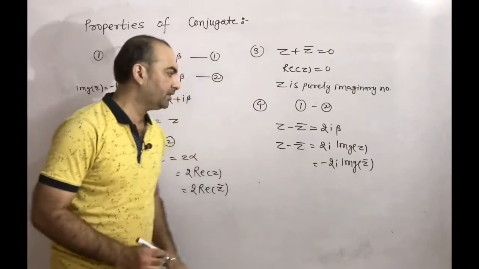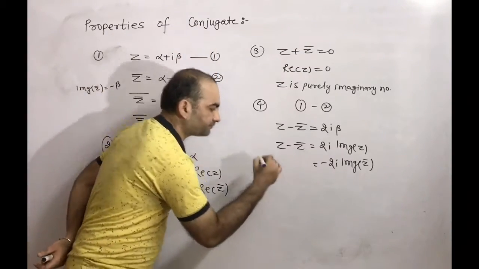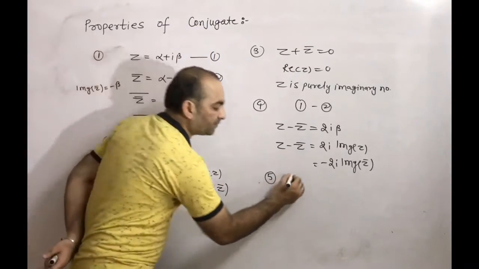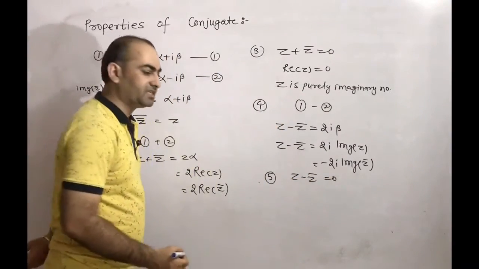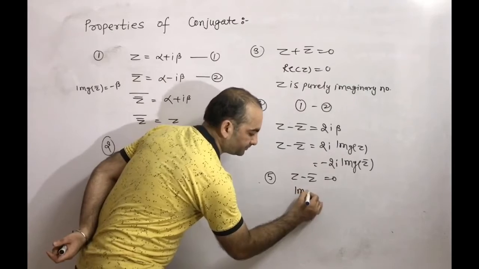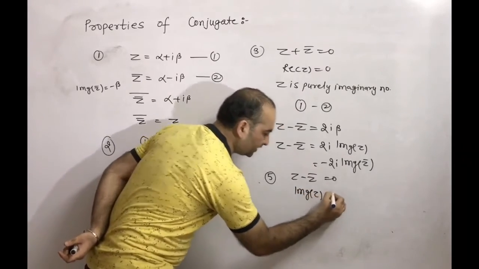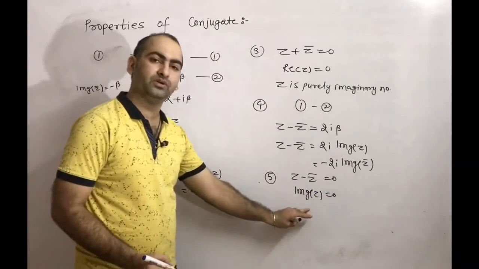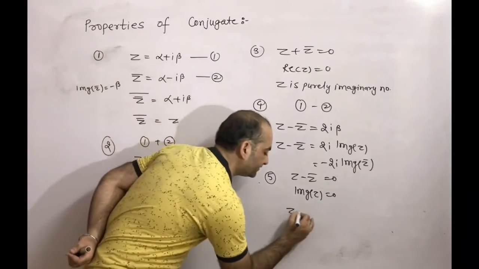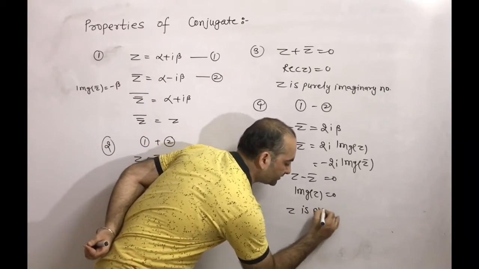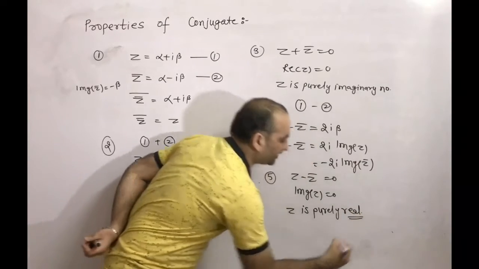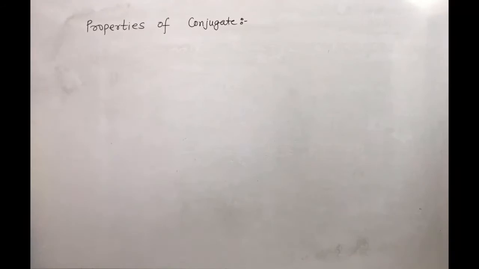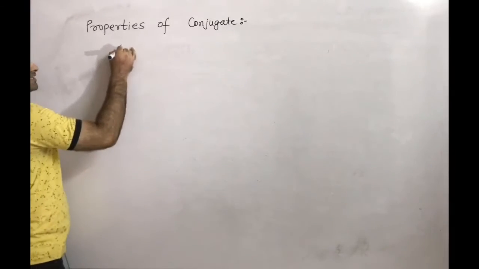Okay, now here property number 5. Now in this one, if z minus z bar equals 0, that means the imaginary part of z is 0. If the imaginary part of z is 0, then we can say that z is purely real. z is purely real. So this is property number 5.